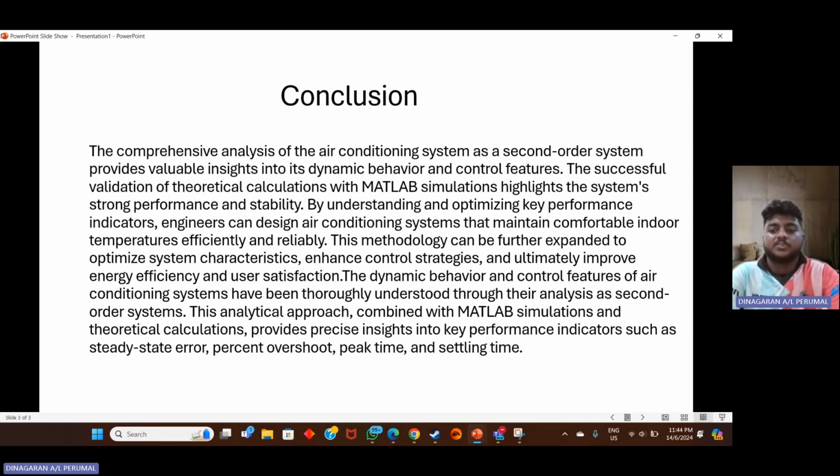The dynamic behavior control feature of air condition systems have been understood throughout their analysis as a second order system. This analytic approach, combined with MATLAB simulation and theoretical calculation, provides precision insight into key performance indicators such as steady state error, percent overshoot, peak time, and settling time.